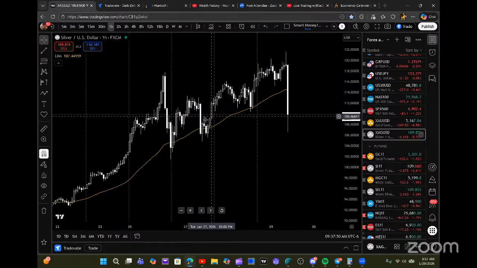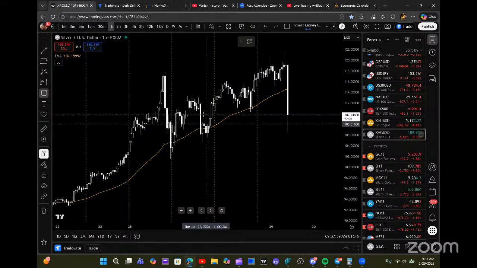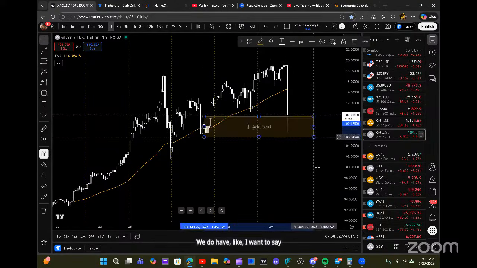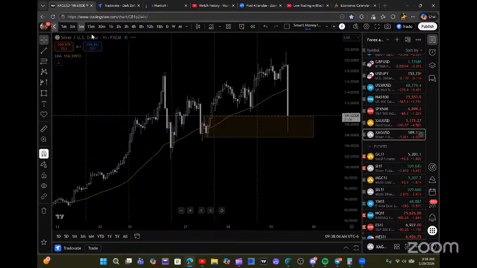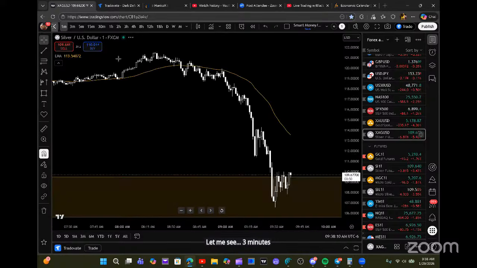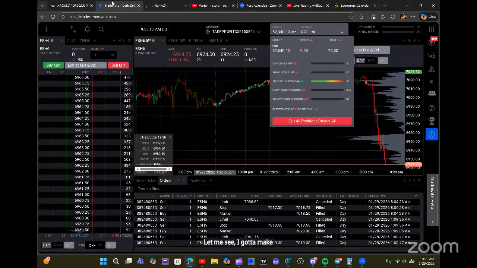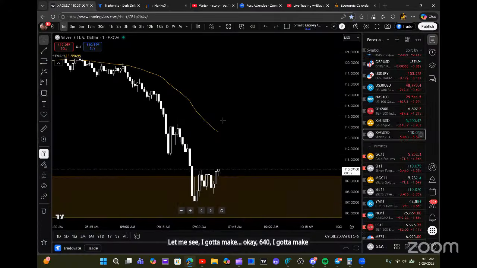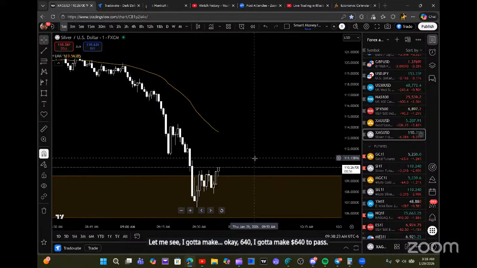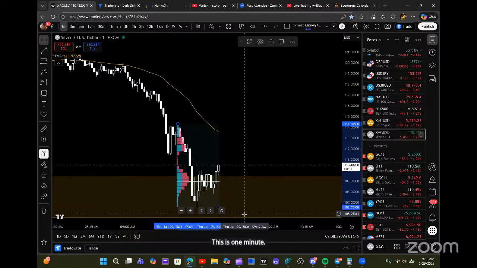Look like we do have like an order block here. We do have like a, I'm gonna say from here to there. Let me see. 3 minutes. Let me see. I gotta make, okay, 640. I gotta make $640 to pass. This is 1 minute from here to here.